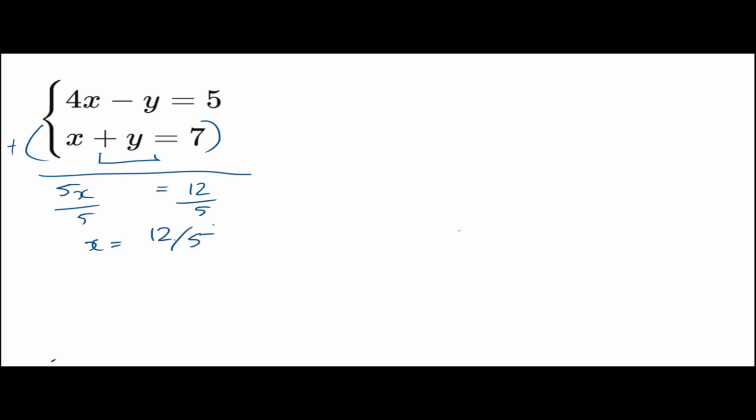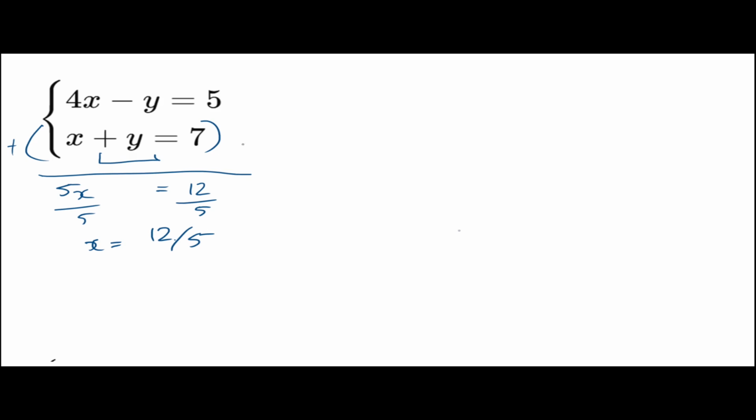Next one. There's an obvious elimination here. We have a negative y and a positive y. So if we add them together, the top one plus the bottom one, we're going to get rid of the y. So 4x plus x is 5x. I'm not going to bother putting in the 0y now. 5 plus 7 is 12, so 5x equals 12. I'm going to divide both sides by 5, so x is going to equal 12 over 5. And I'm going to leave it as an improper fraction for now.